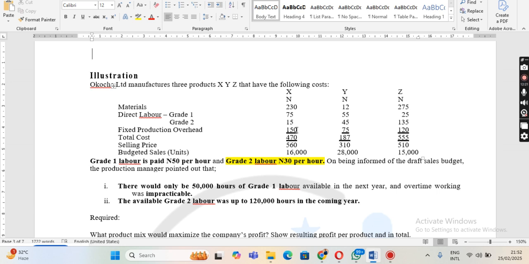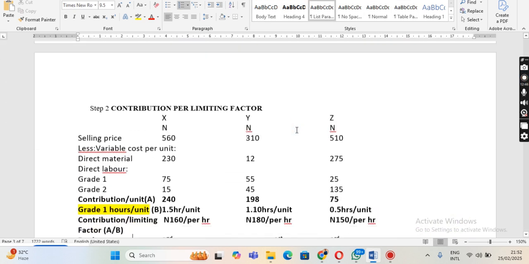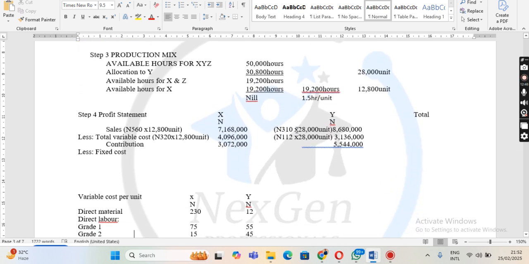150 naira per unit. It will go with units. If they say 5 naira per hour, it will go with hour. Or 5 naira per kg, it will go with kg. Right? So we are using 150 and 75 because we are not producing Z.